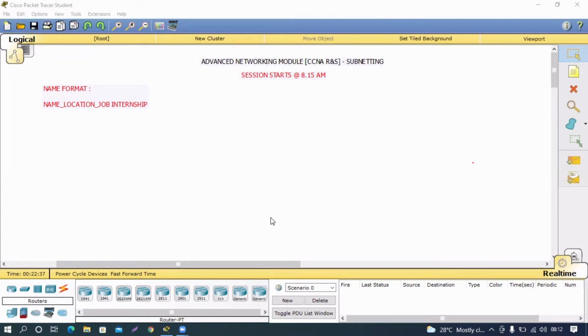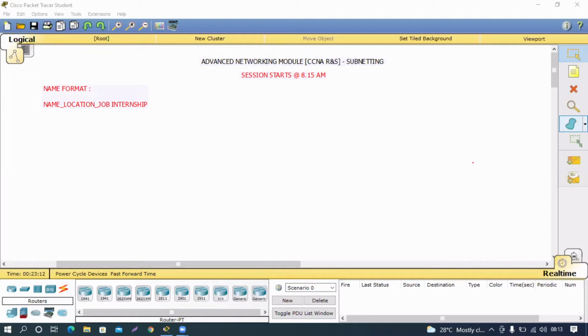What is a subnet mask? It tells about two parts: how many bits are network and how many are host. Why is it required in an IP address? To identify the host part and the network part.